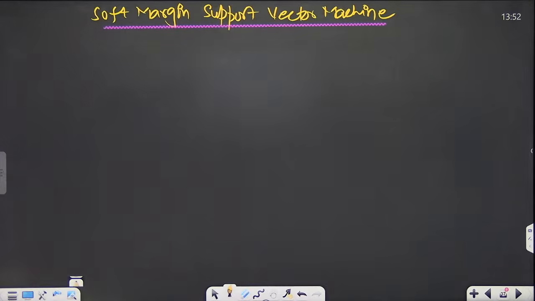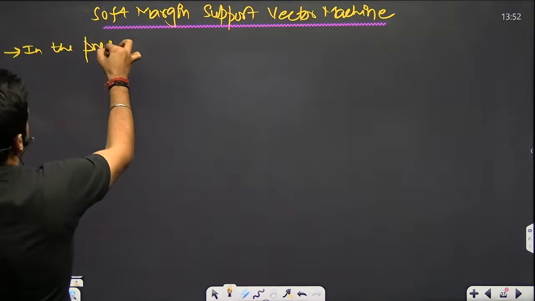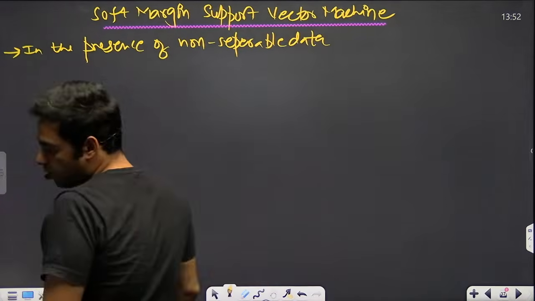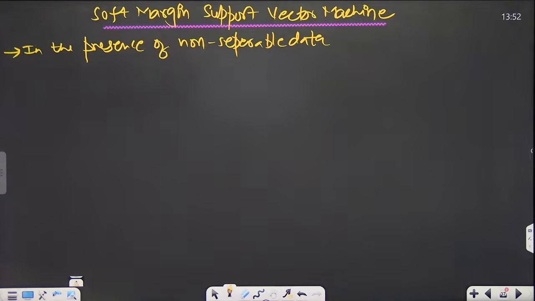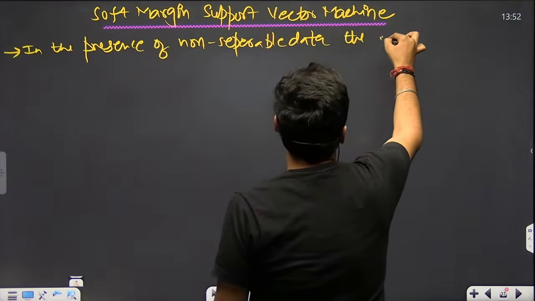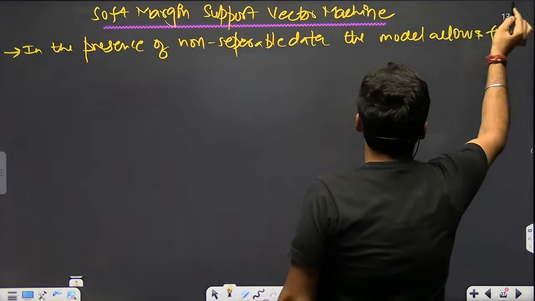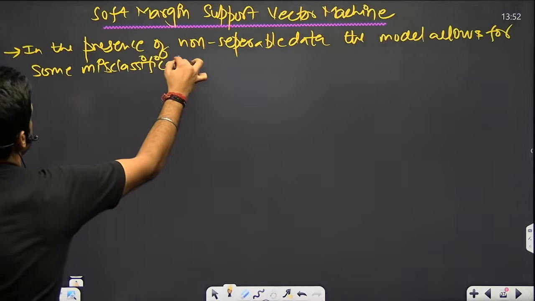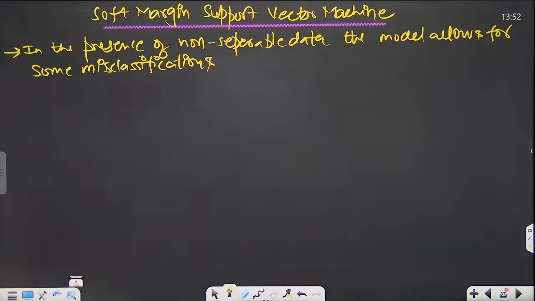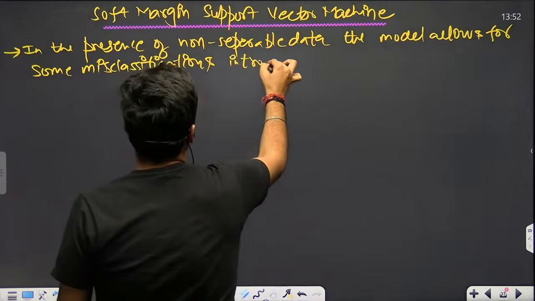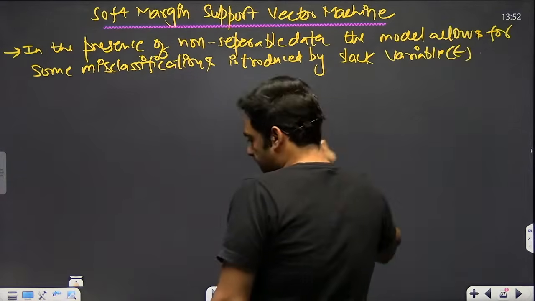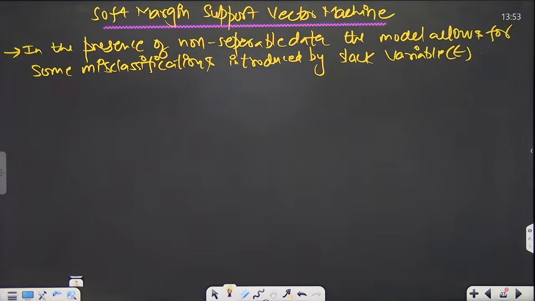In the presence of non-separable data, the support vector model allows for some misclassifications, introduced by slack variable.